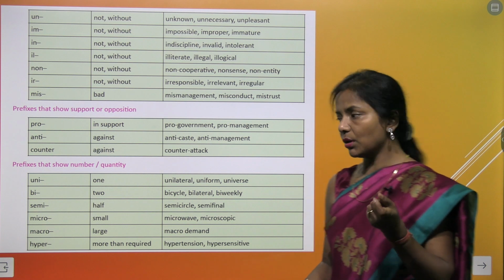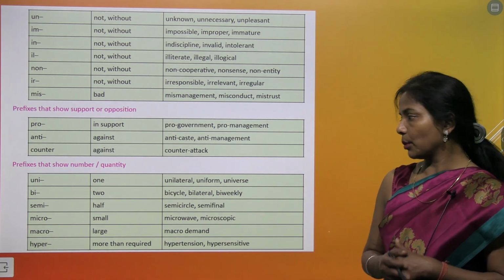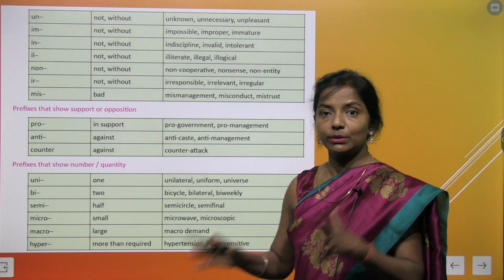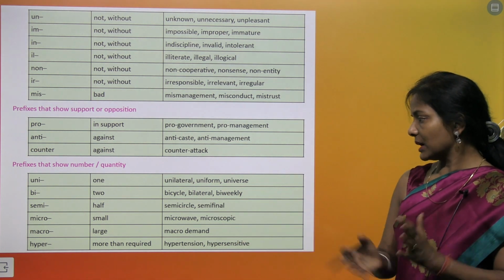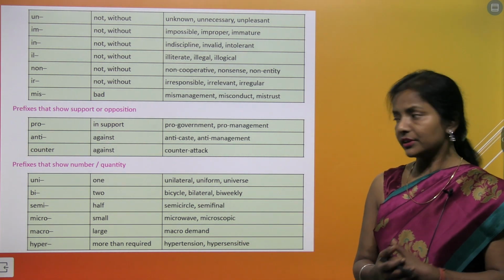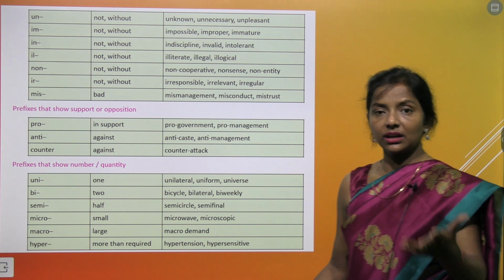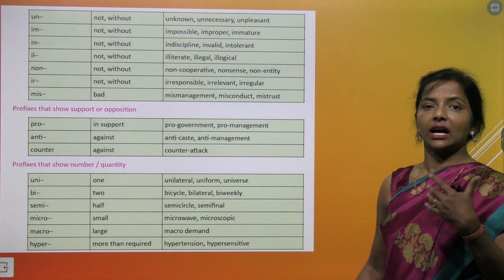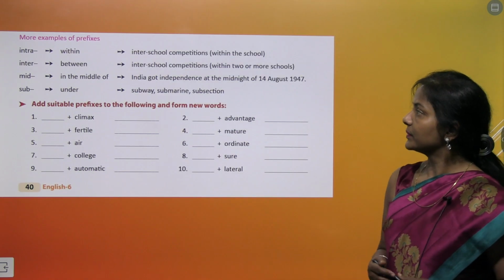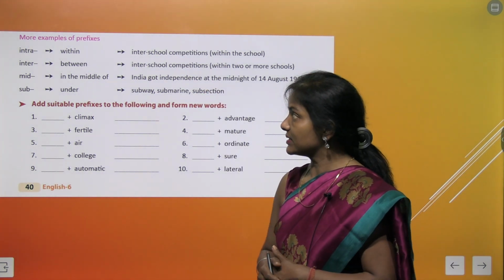Micro means small: microwave, microscopic. Then macro. Macro means large: macro demand. Then hyper, more than required: hypertension, hypersensitive. More examples of prefixes.